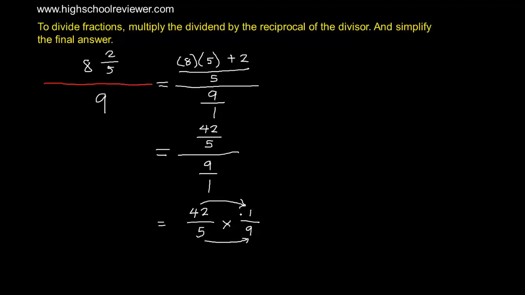We can proceed with multiplication since there are no numbers that we can cancel out. And this will now be 42 multiplied by 1, that is 42, all over 5 multiplied by 9, that is 45. We cannot simplify 42 over 45 anymore. And since we cannot simplify this anymore, 42 all over 45 is our final answer.